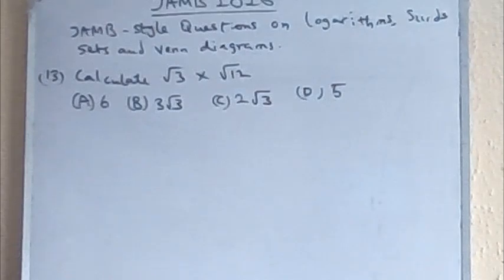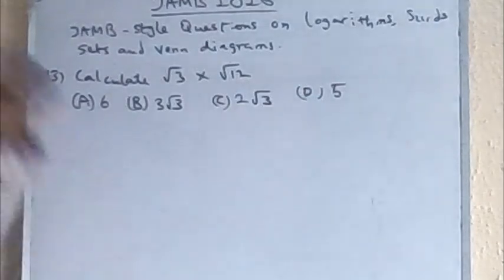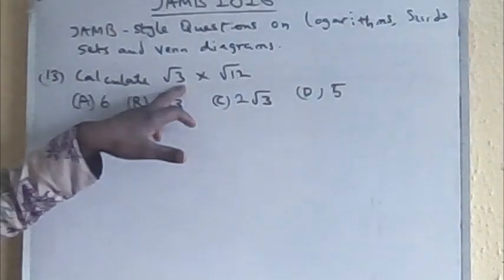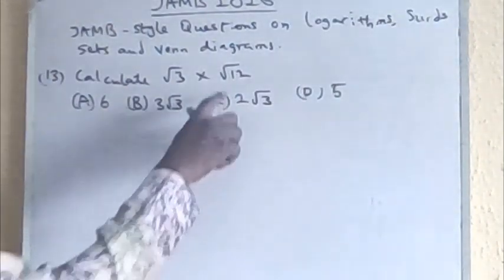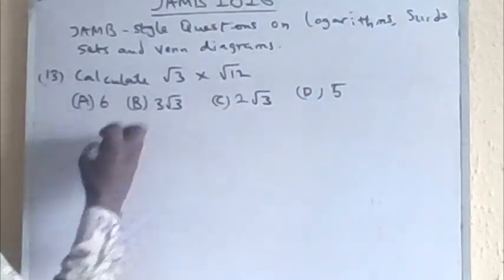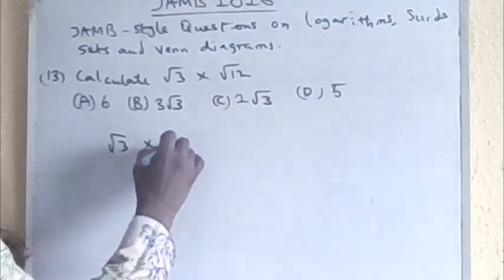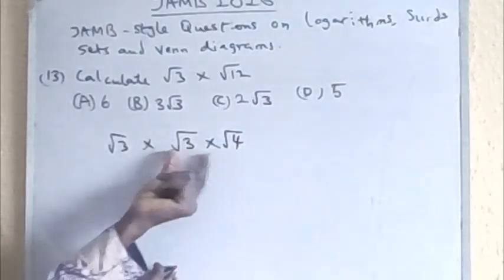Okay, so we have this. Calculate root 3 times root 12. Okay, so now because we don't have them in the same base, I can make this one to be the same base as this, or the same root as this. So I express this as its factors. I'll write the question again. I say root 3 times, instead of writing root 12, I will say root 3 again times root 4. Why? Because root 4 times 3 will give me root 12, right?